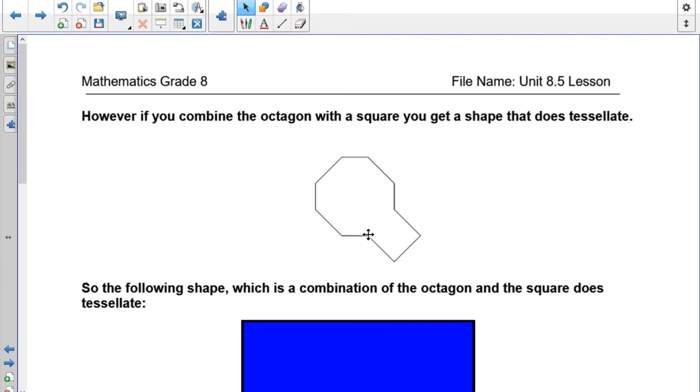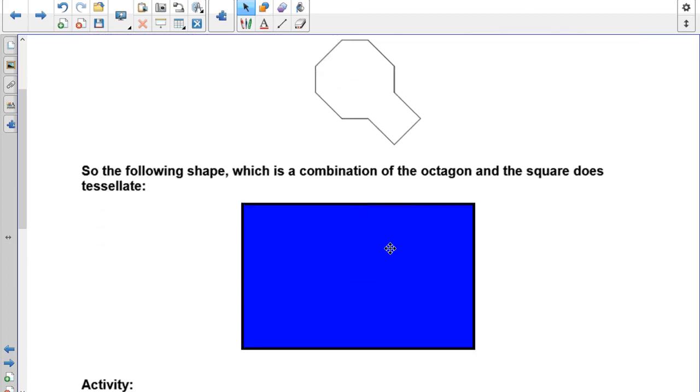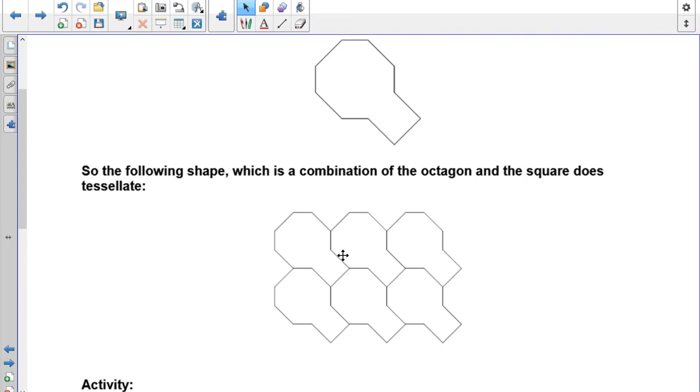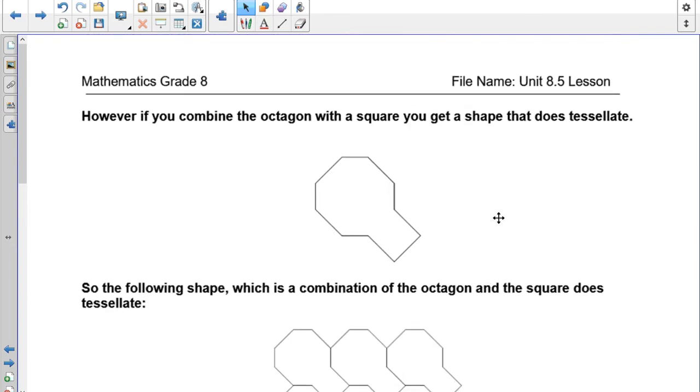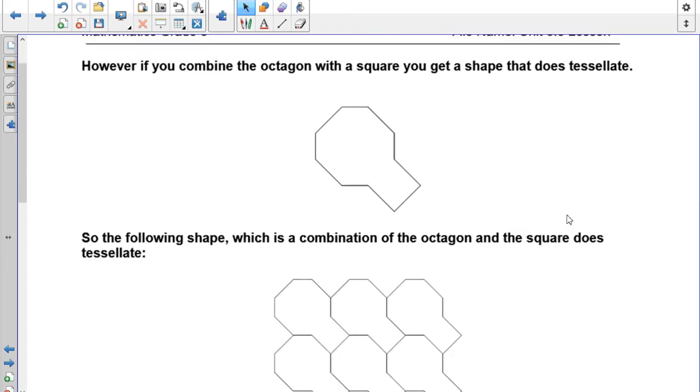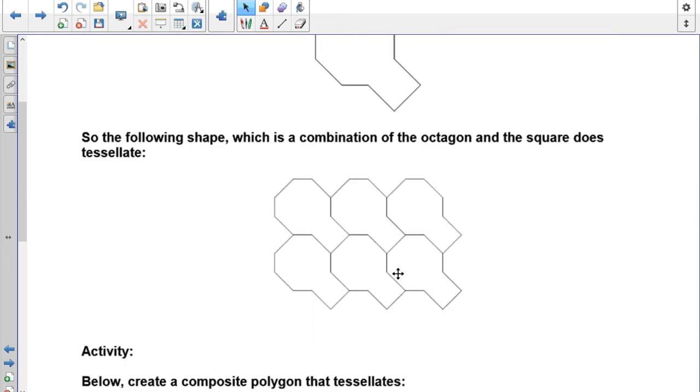Now this line is gone because now it's what's called a composite shape, which means this and this go together to make one shape, right? Now I take this and I draw a pattern with it, and you can see very clearly that this shape tessellates, no problem. So the octagon that we had does not tessellate, but if I add the proper shape to it, I can make it tessellate.